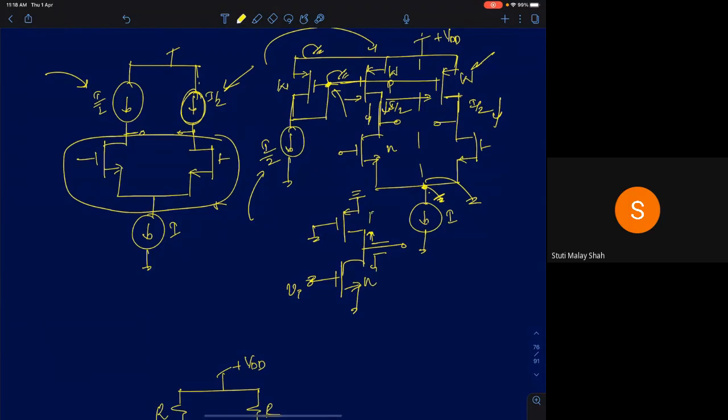This is NMOS, this is PMOS. So the transconductance is gmn of this device times the output resistance. Looking up, it is rop. Looking down, it is ron. So it's rop parallel ron. That's the differential voltage gain of this circuit.